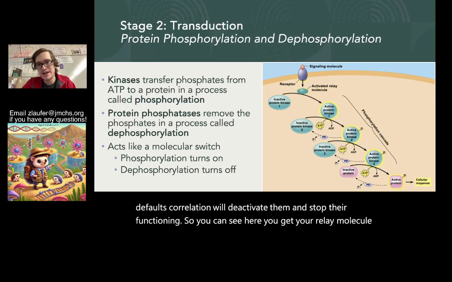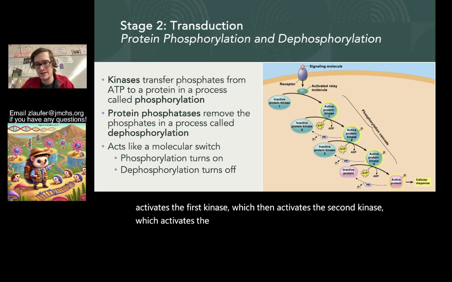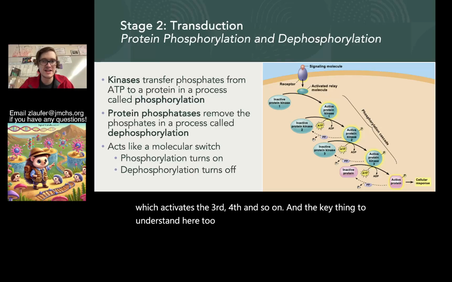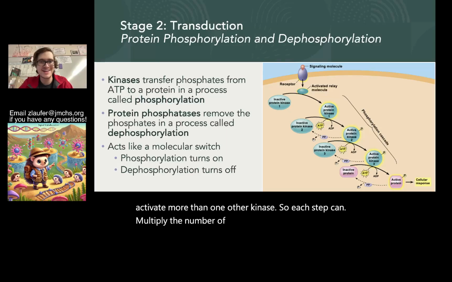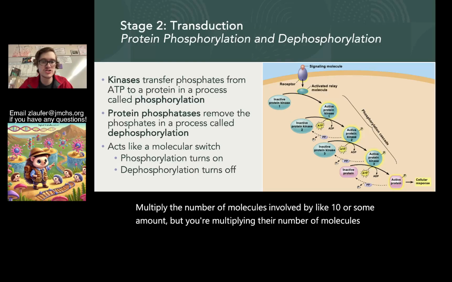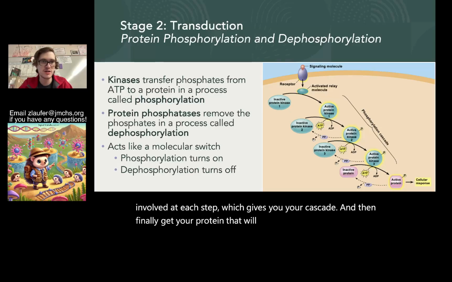So you can see here, you get your relay molecule. It activates the first kinase, which then activates the second kinase, which activates the third, fourth, and so on. And the key thing to understand here too is that each of these activated kinases can activate more than one other kinase. So each step can kind of multiply the number of molecules involved by like 10 or some amount. But you're multiplying the number of molecules involved at each step, which gives you your cascade, and then finally you get your protein that will actually carry out the response at the end.